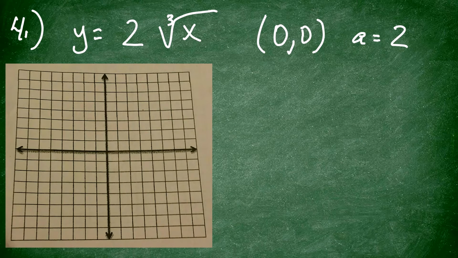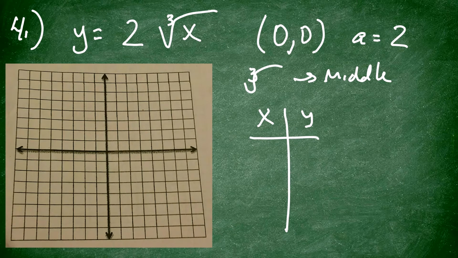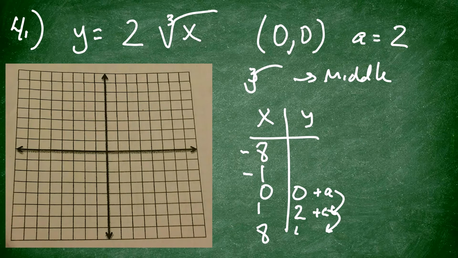Okay? Now remember, because it's a cube root, cube root means you have a middle point. So when I make my xy chart, I put 0, 0 in the middle. And then I subtract 1, that's why I get minus 1. I subtract 8, that's why I get minus 8. I do 0 plus 1 to get plus 1, 0 plus 8 to get positive 8. Now, since a is 2, I'm going to add 2. I'm going to do plus a to get that one. So 0 plus 2 is 2. I'm going to add a to get the next one. That's how I get 4.